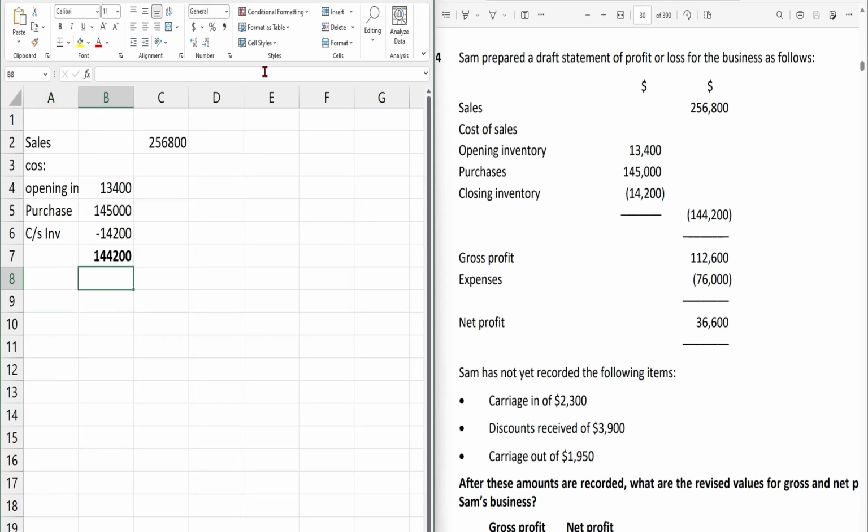Alright, so now we will have the GP, gross profit. Okay, so then expenses, right? Okay, so it is 76,000. Okay, then we will have the net profit, using Alt plus. Okay.